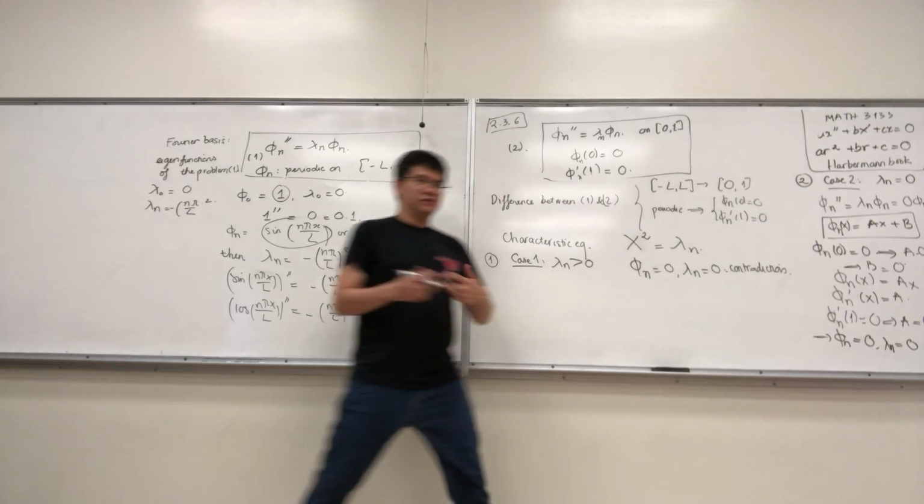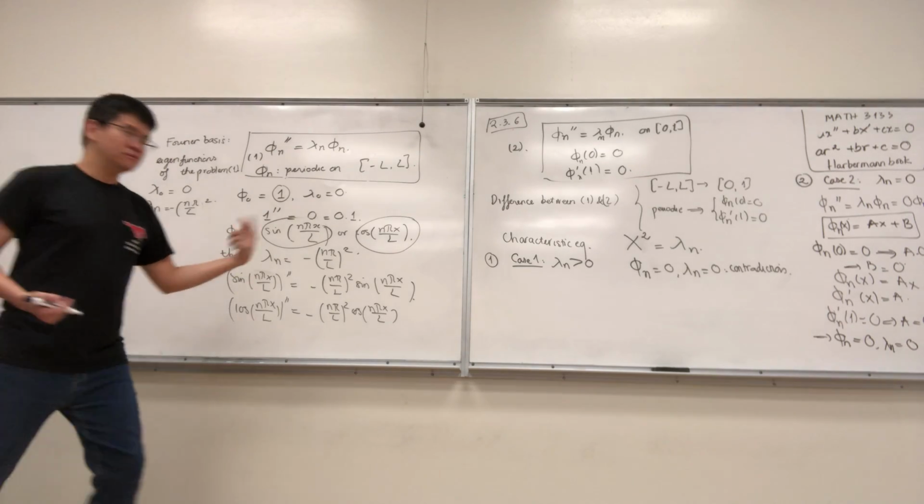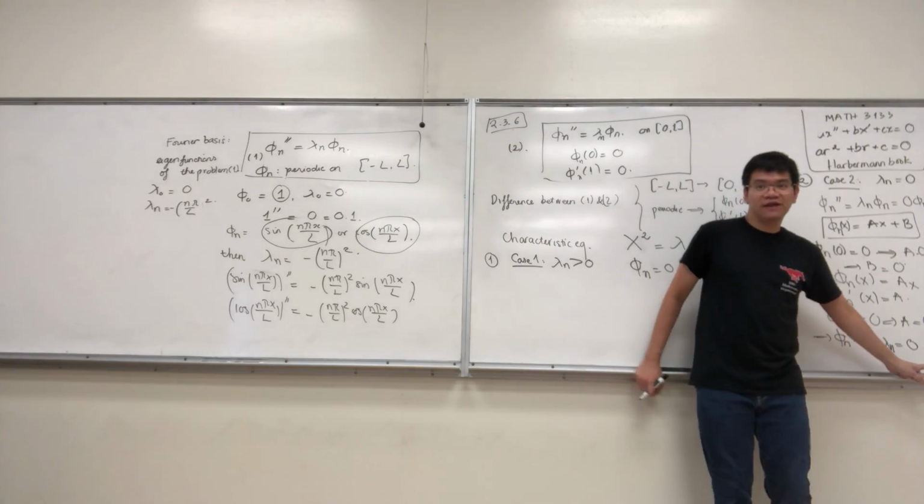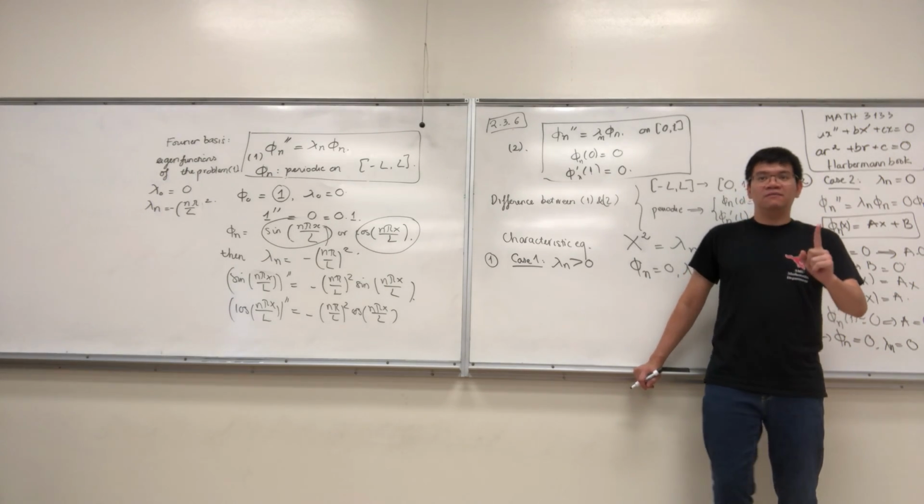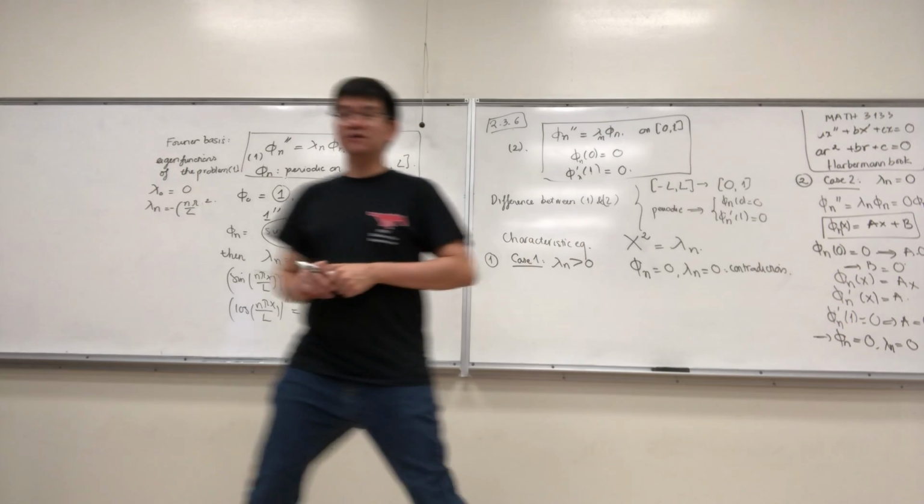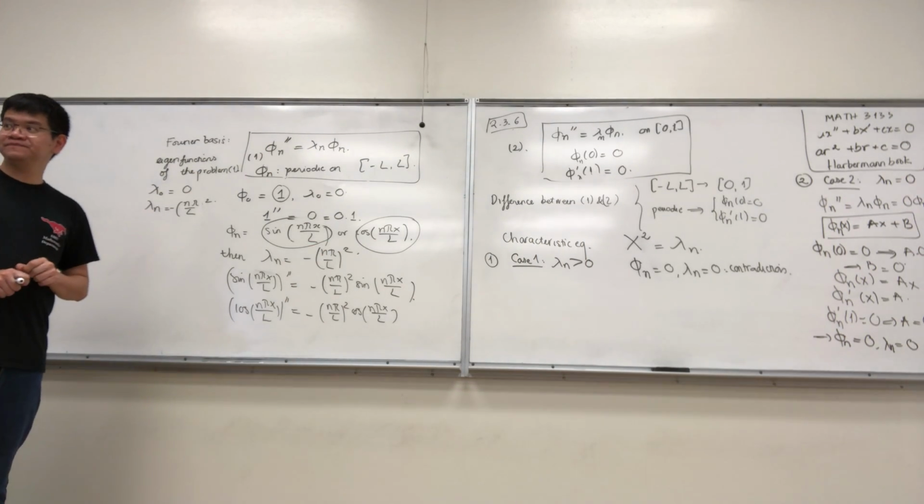So 0, 0 in general is not an eigenvalue and eigenfunction, right? You can admit the 0 eigenvalue with the function 1, but if it is 0, 0, then this is not what we want to study because it is too trivial, right? Questions? Is it clear?